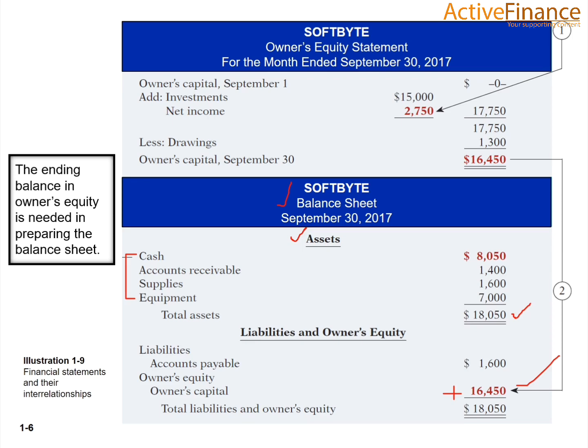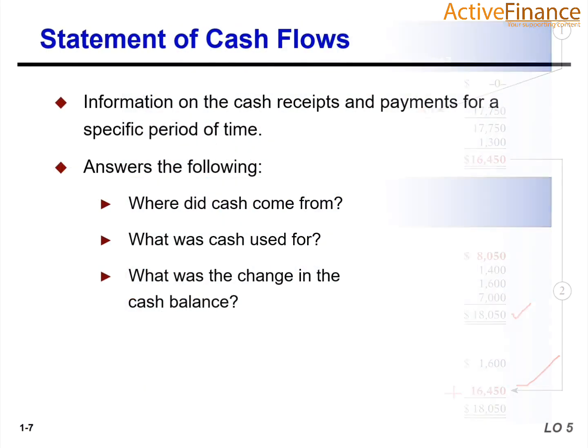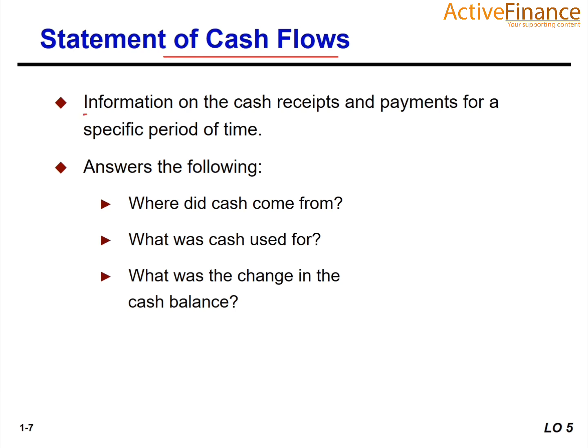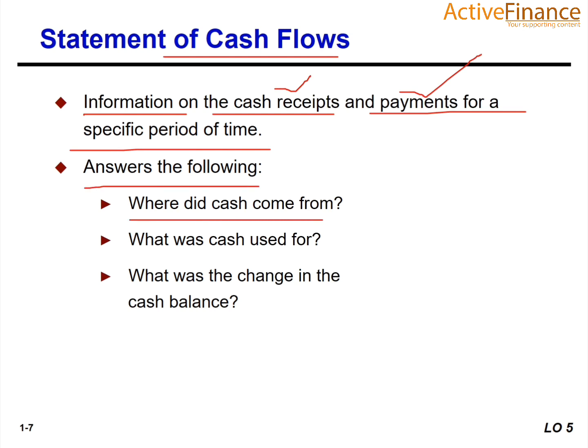So this is the balance sheet, and now let's learn about the fourth statement, the statement of cash flows. The cash flow statement reports information on cash receipts and cash payments of a specific time period. We will put the cash receipts and cash payments in this statement, answering the following questions. Where did the cash come from? What was the cash used for? And what was the change in the cash balance?